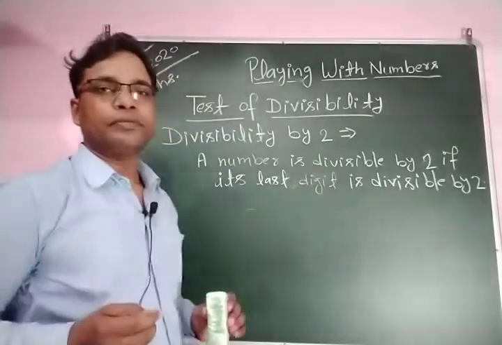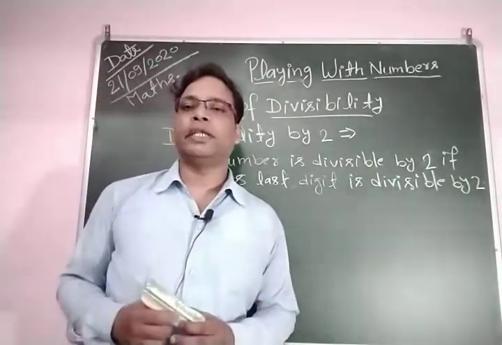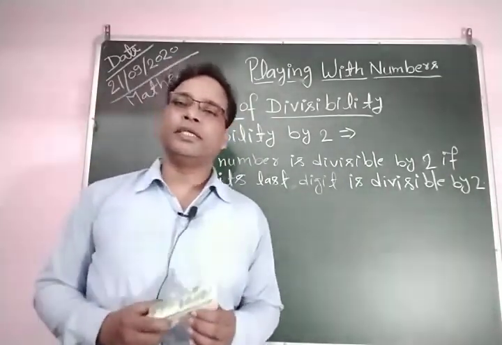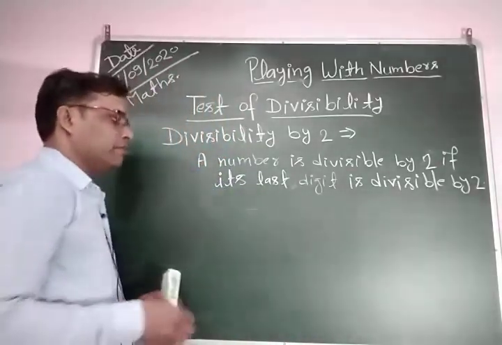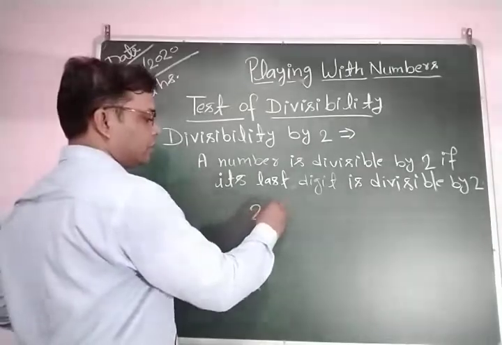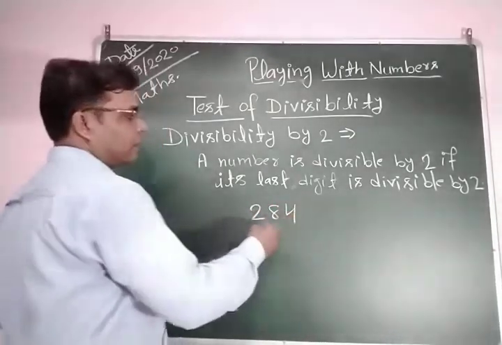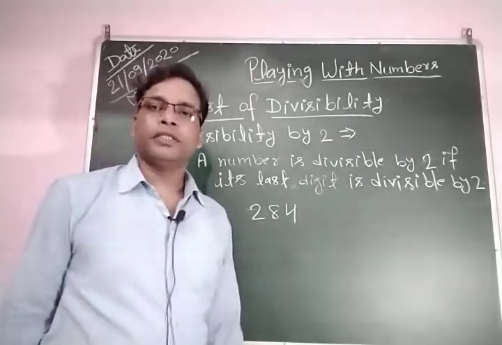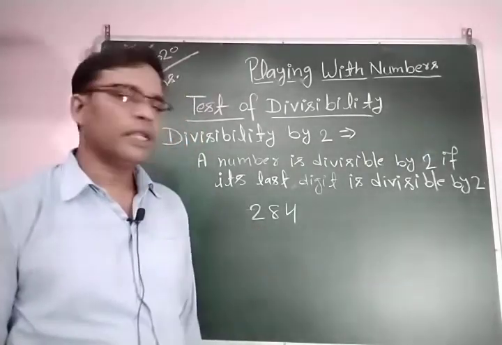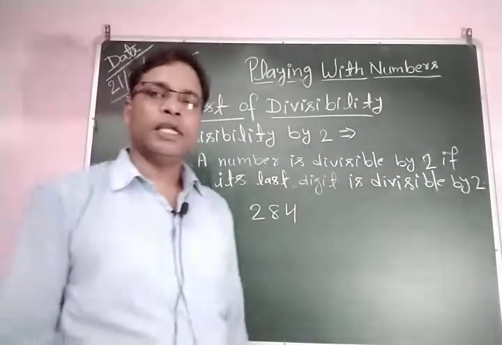Any number is divisible by 2 if its last digit is divisible by 2. For example, you can take 284. Is this number divisible by 2 or not? How can we check? We check its last digit.